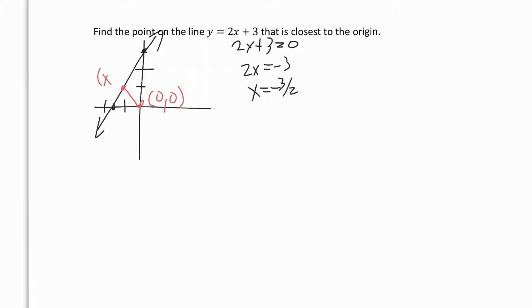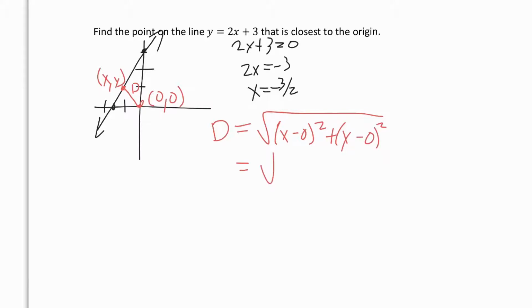This would be the point x and y. And we want d to be as small as possible. Well, what is d in this case? We need to use that distance formula. So x2 minus x1, y2 minus y1. So we get the square root of x squared plus y squared.